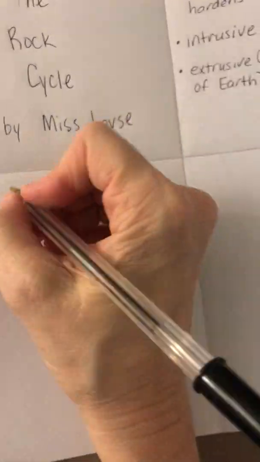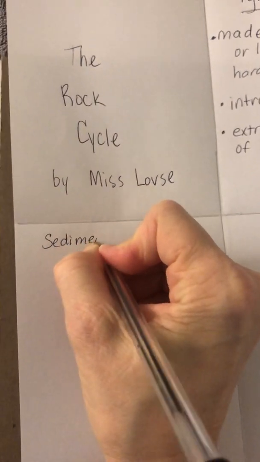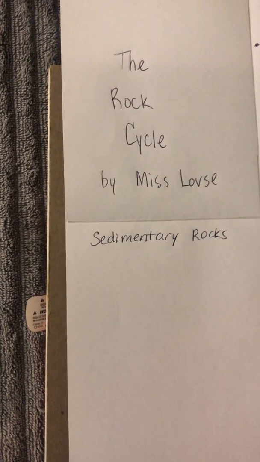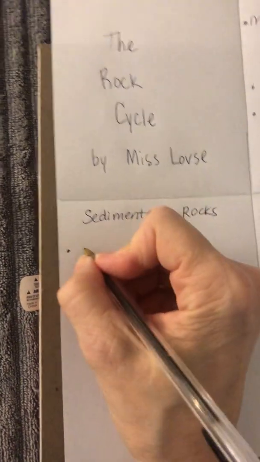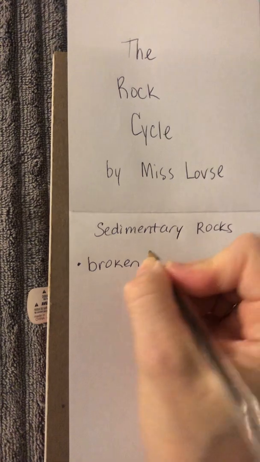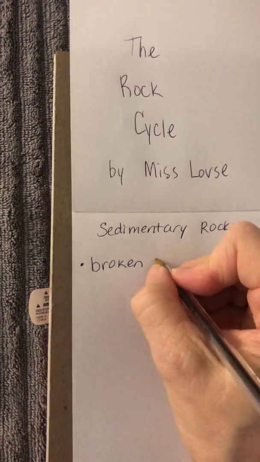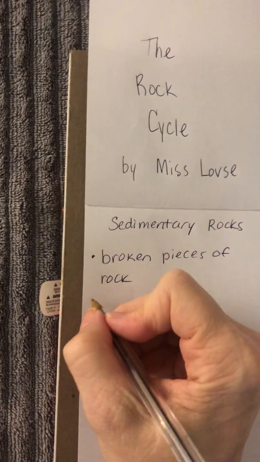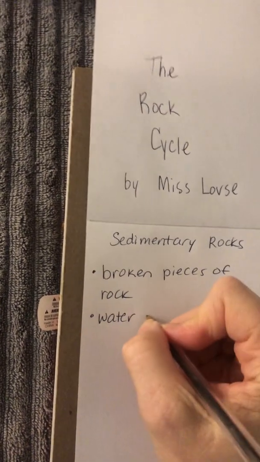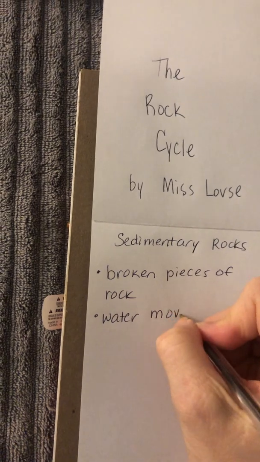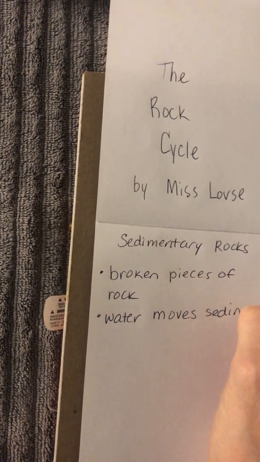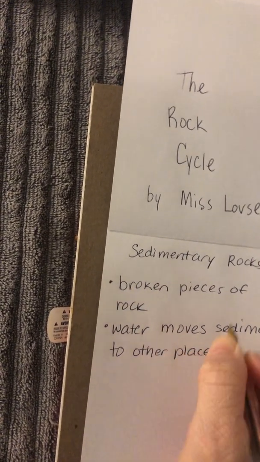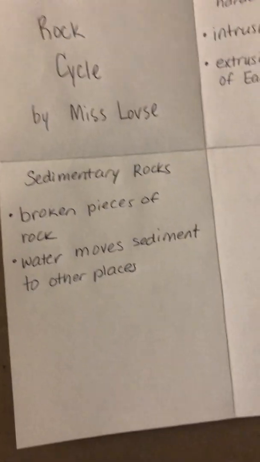I'm going to go right down here. Sedimentary rocks. Okay, so broken pieces of rock and water moves it. Sediment. That's a sediment. After they break apart, it's called sediment. To other places. Okay, got that? Okay, let's keep going. See what else we know about sedimentary rocks.